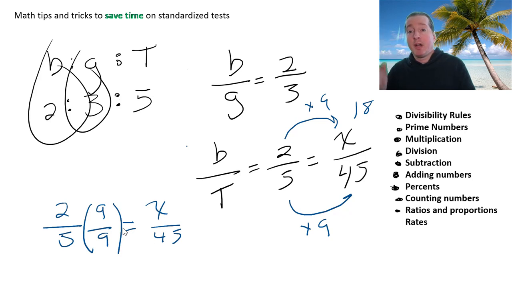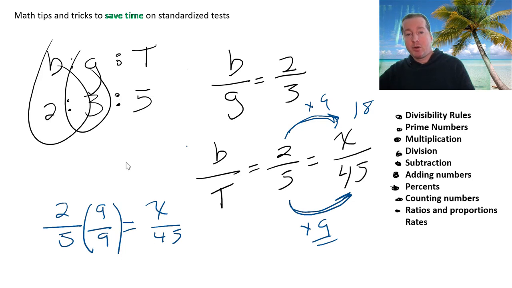I multiplied 2/5 by 9 over 9. Multiplying by 1, I put 1 in quotes. 9 over 9 is the same as 1. You can multiply anything by 1 without changing its value. So that's what you do. You just ask, to get from 5 to 45, what would I multiply by? I would multiply by 9. So to get to x, 2 times 9, 18.